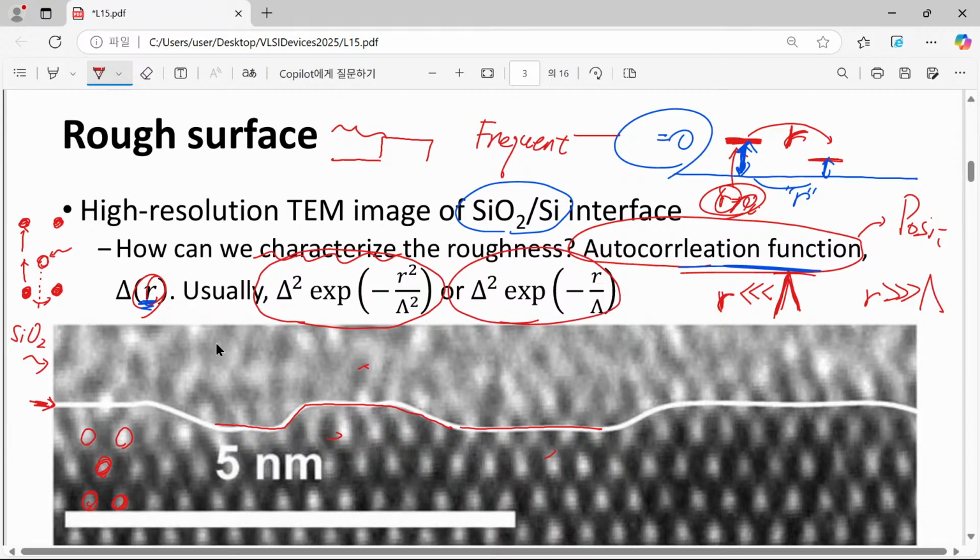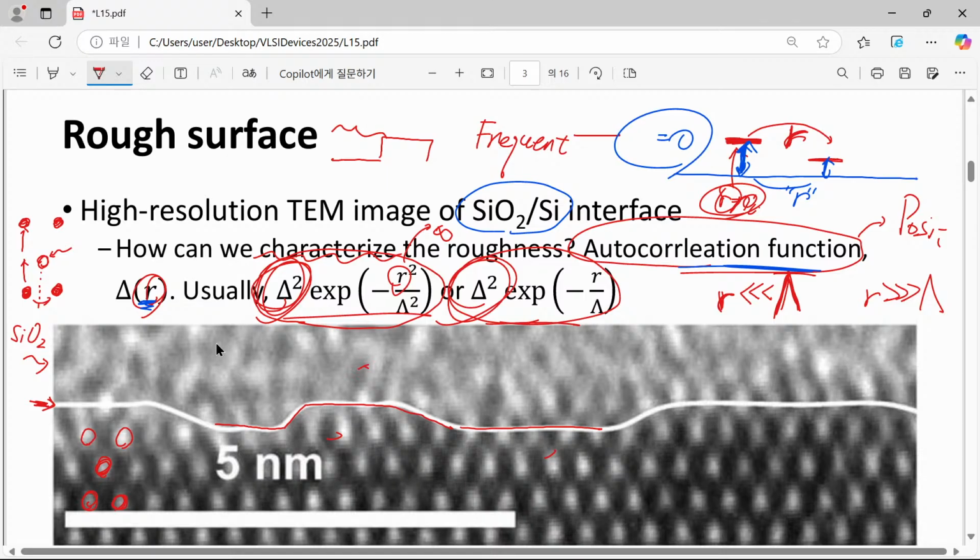Please have a look at these two forms. They share the same property. When we have very small r values, when distance is taken as quite a short value, you can see that it is just the square of a certain expected roughness value. However, if we go to long range correlation, when r goes to infinity, in both cases we will have a quite small, vanishing autocorrelation function.